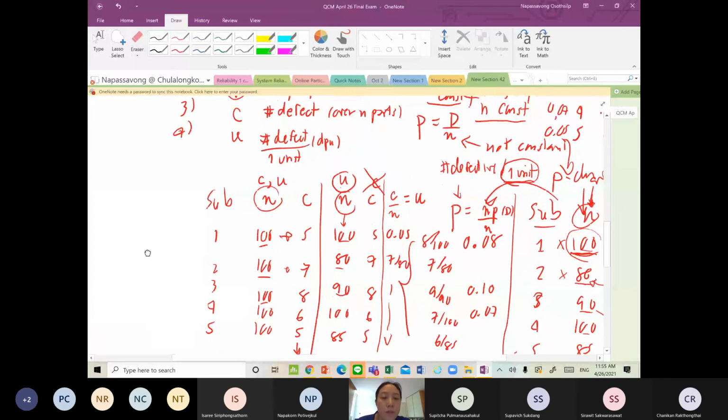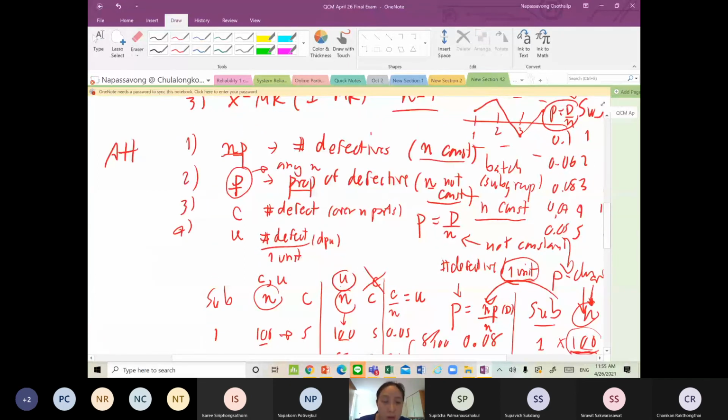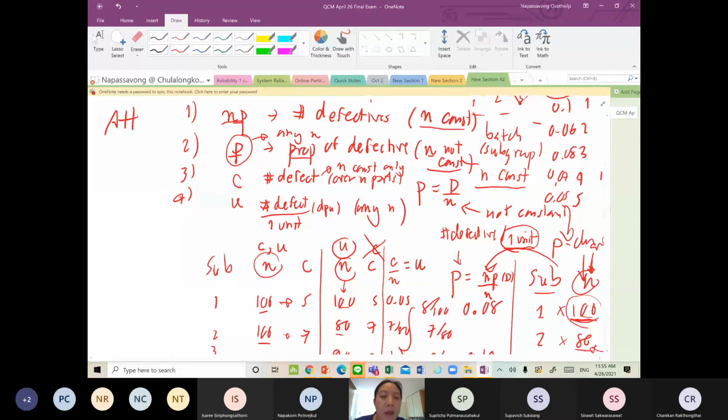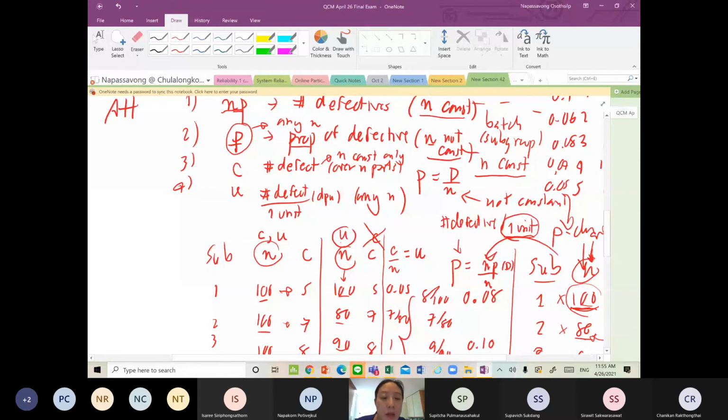To summarize, a C chart is used only when n is constant, but a U chart you can use in the case of any n. Any n means n constant or not constant, you can use it. I hope you follow this. That is the first point that I need you to know.